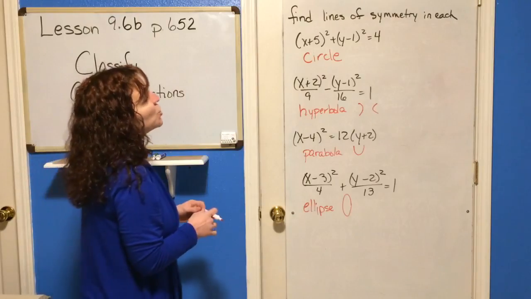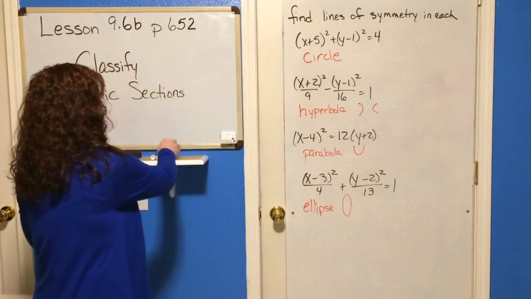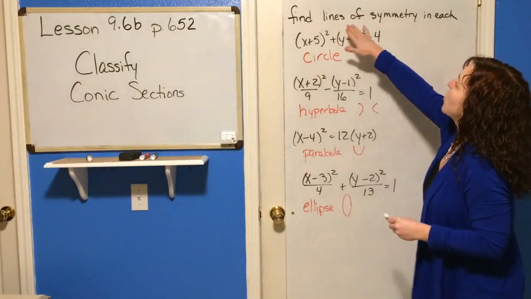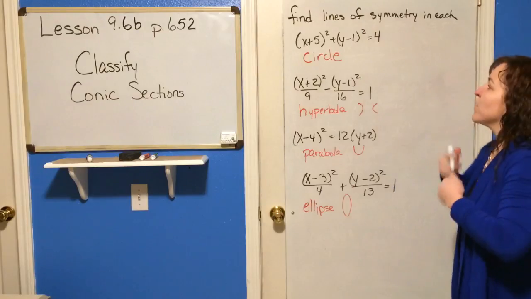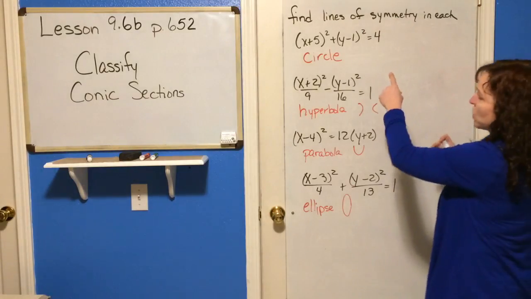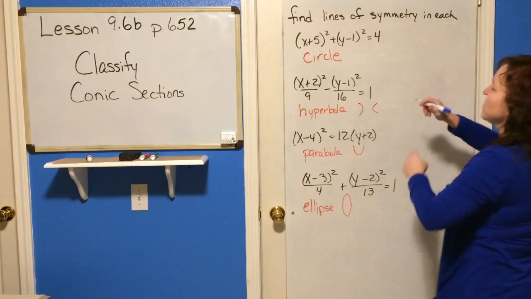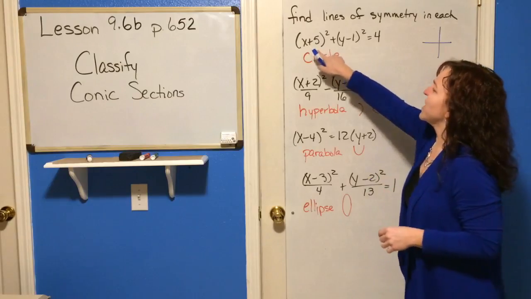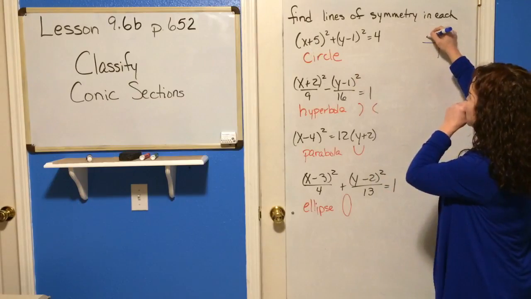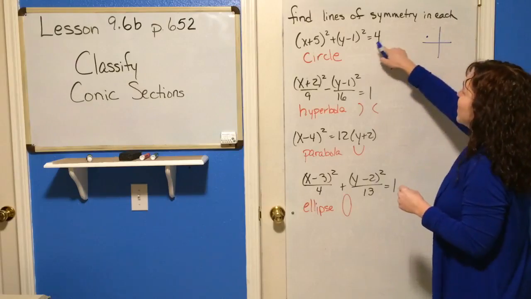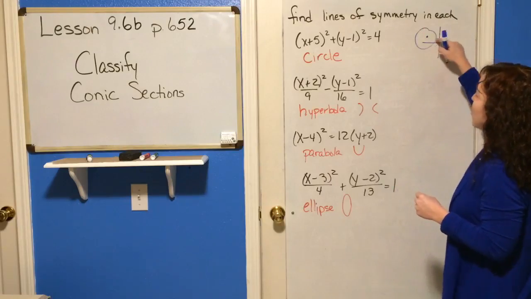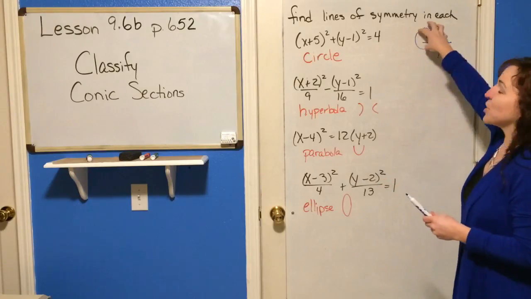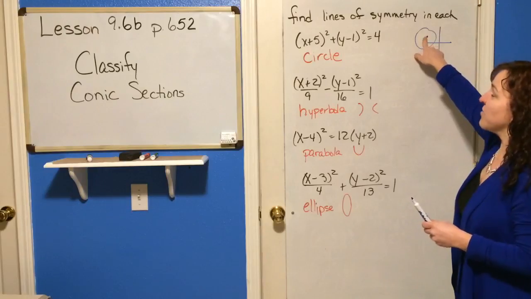Now, the next thing I want you to do is not only recognize what shape you have, but also tell me what the lines of symmetry are in each of these. In this case, you've got a circle, and your center is at -5, +1, so right about there, and the radius is 2. That's not even near the center, but there's the idea. You've got a circle with the center at -5, 1.